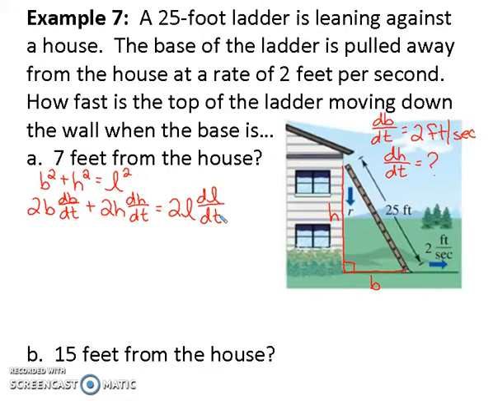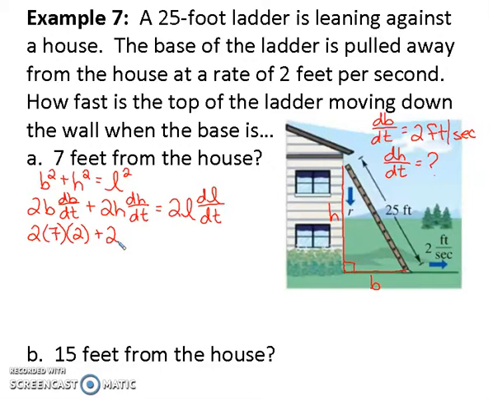Now, dH dt is what I'm solving for, but I have right now a total of 6 variables in this equation. So I am crossing my fingers that all 5 of the other variables I know values for. So I'm going to start working my way through it. B, 7 feet from the house. So B is 7. dB dt is 2. They gave that to me.